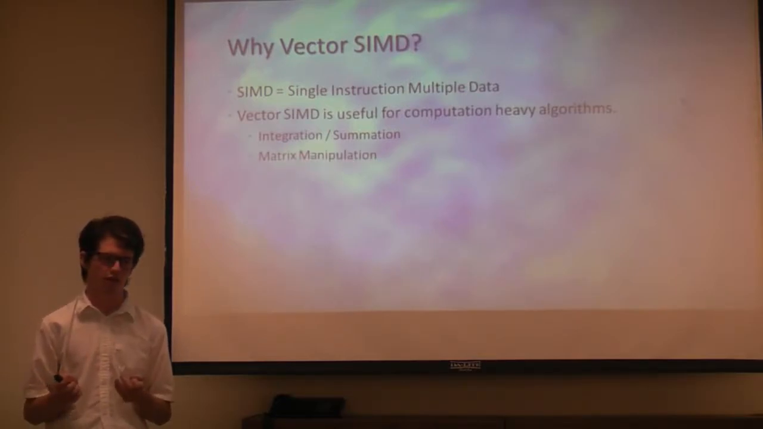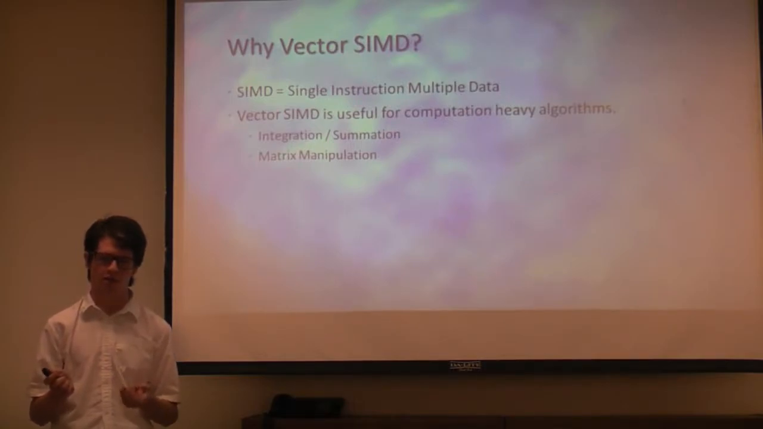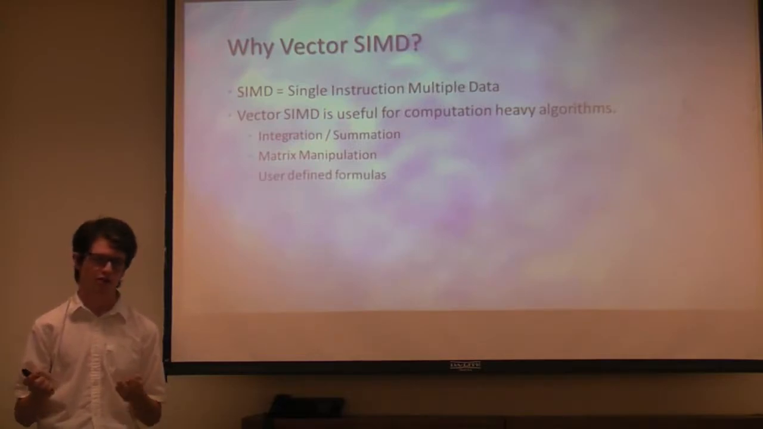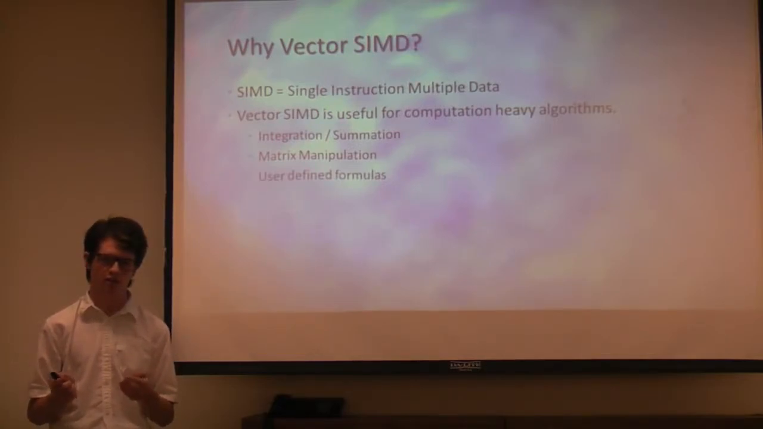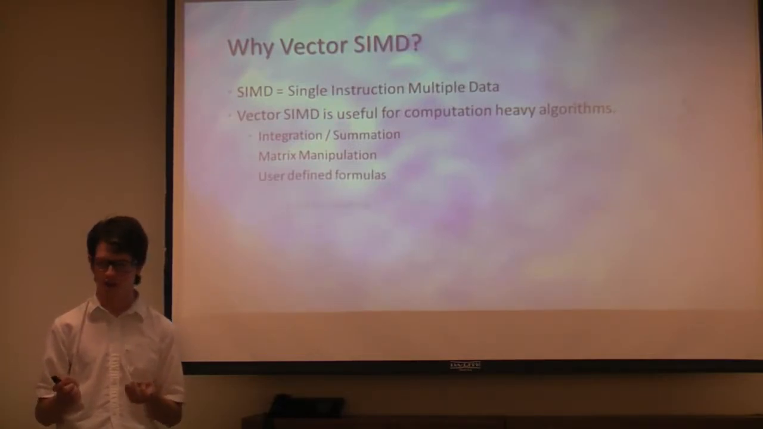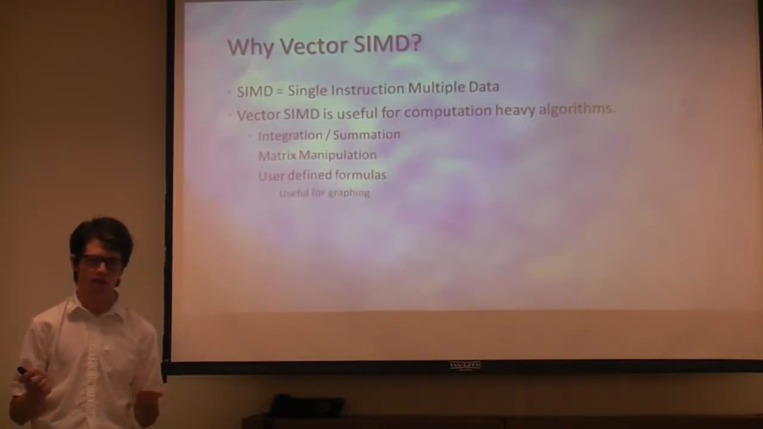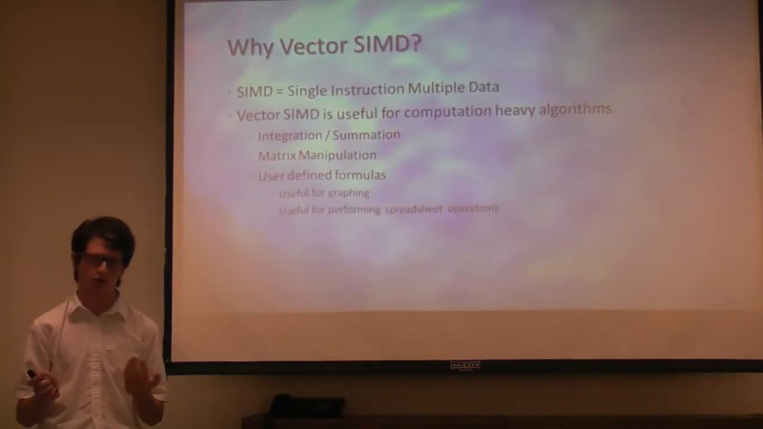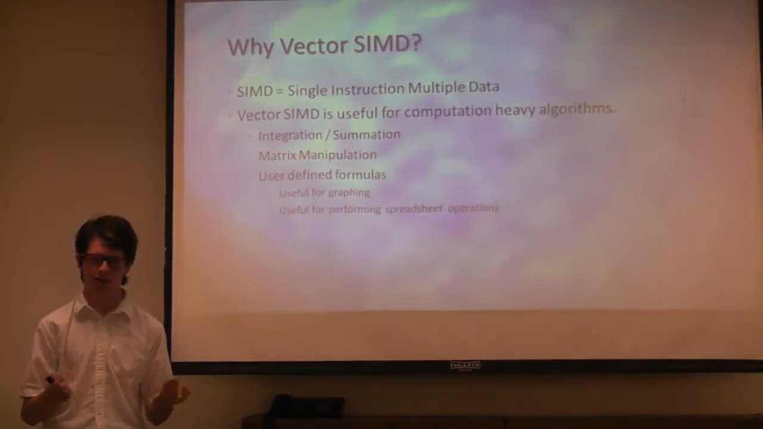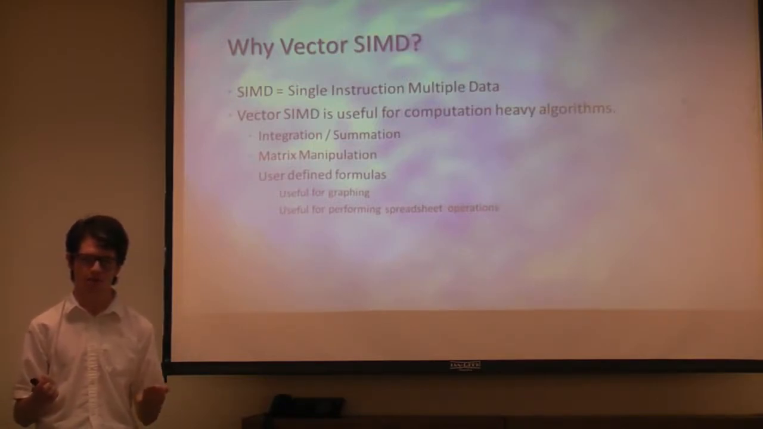Matrix manipulation would also be another thing you can use it for, such as computing echelon form. And also for calculators, if you're doing a whole bunch of graphing and you have a defined equation, you might use SIMD to quickly compute all the points. Or if you had a spreadsheet where each cell has the same general formula but different data, you might want to use SIMD to speed up the process.